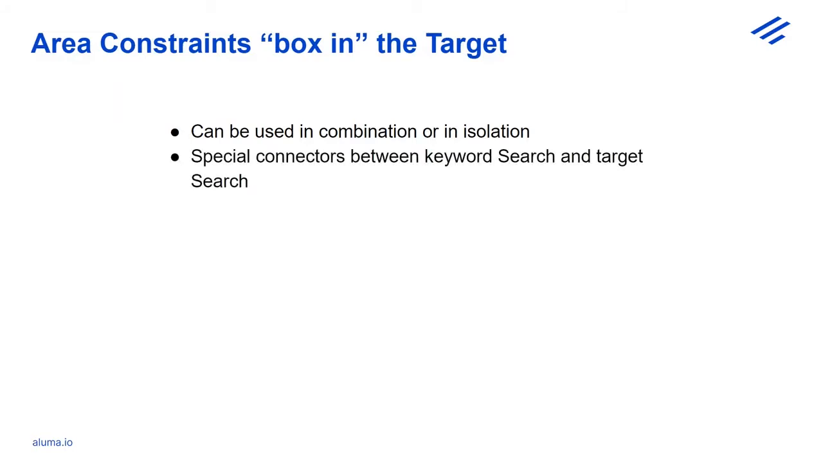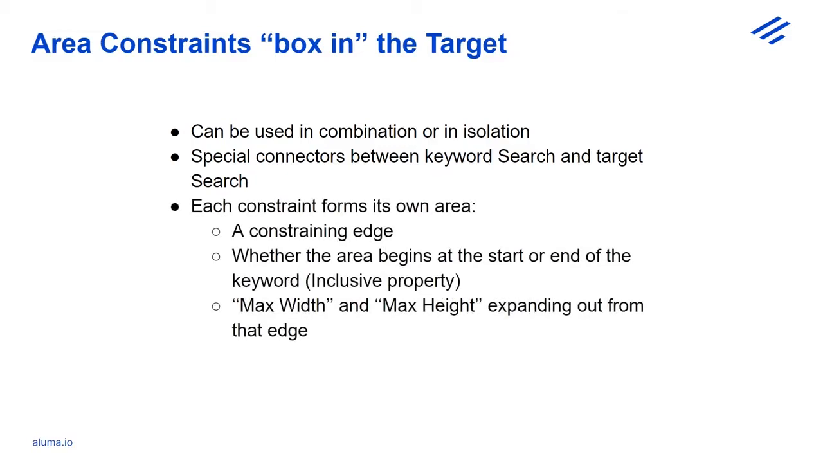For example, you may have one search that identifies the top edge of the final search area and another that identifies the left edge, etc. You are not required to define all edges because each constraint can form a search box in its own right, using the max width and max height properties.